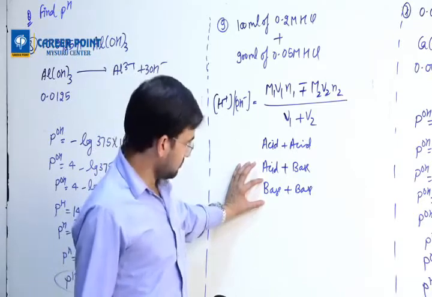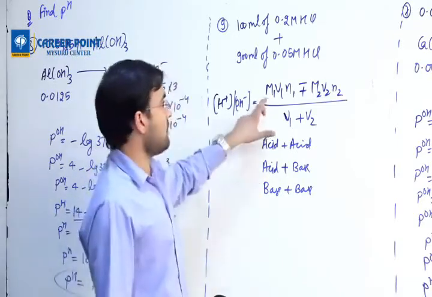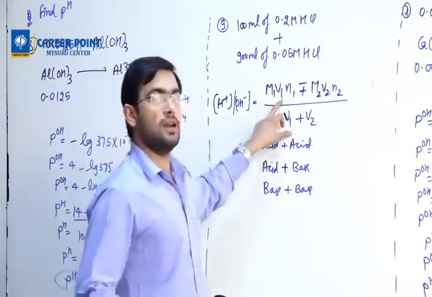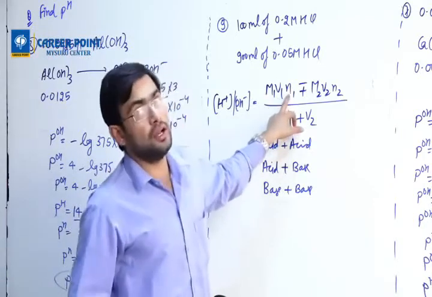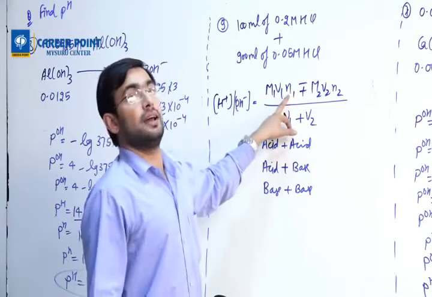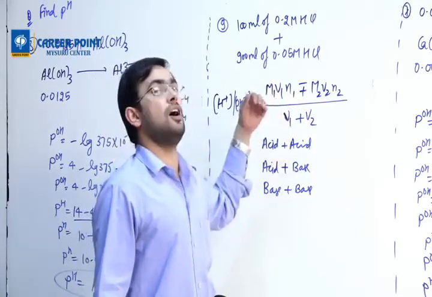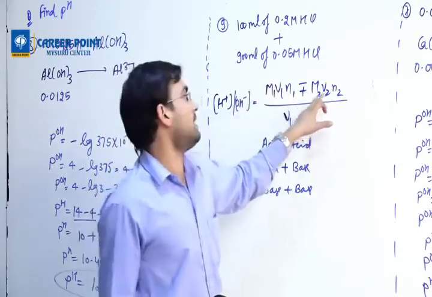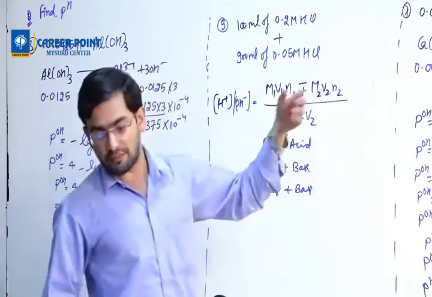Okay. Then how do I solve? M1 is what? Molarity. V1 is what? Volume. N1 is what? N factor. N1 is the N factor of that acid or base. M2 is the molarity, V2 the volume, and N2 the N factor of that particular compound.